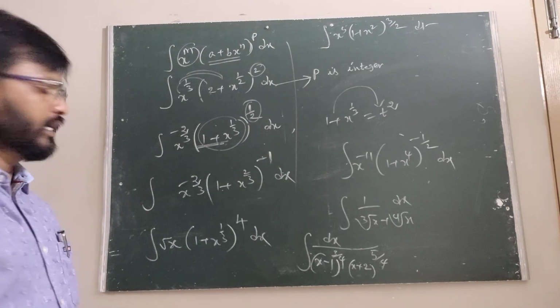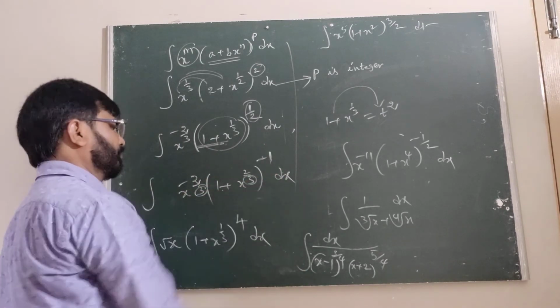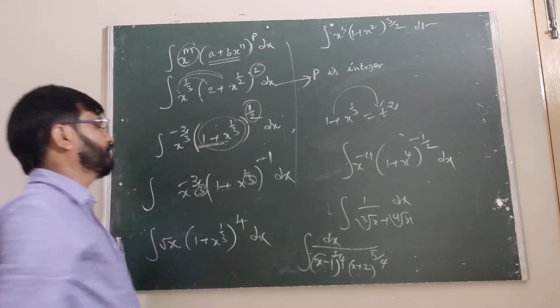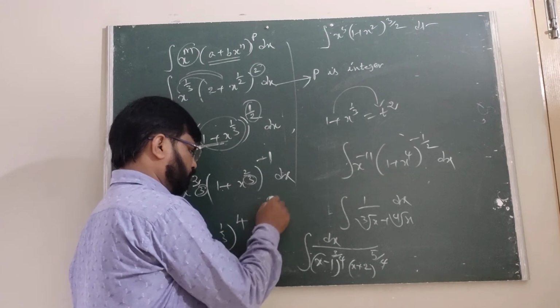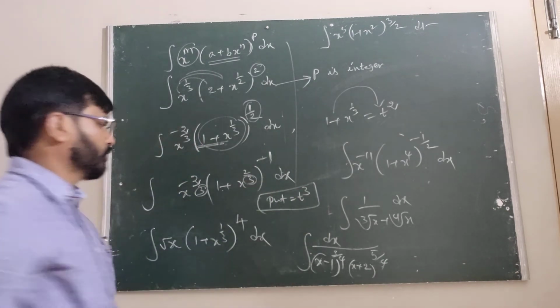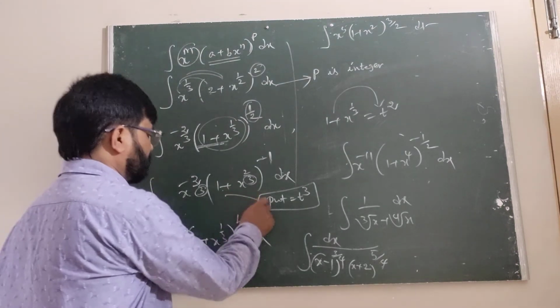Then suppose here a negative integer is there. When it is a negative integer, we are taking the LCM. The LCM is here 3. Therefore, the LCM of m and n is 3. Then we are taking, in this case, put x equal to t cube. Put x equal to t cube. Is it clear? Put x equal to t cube. In this case, this is over.